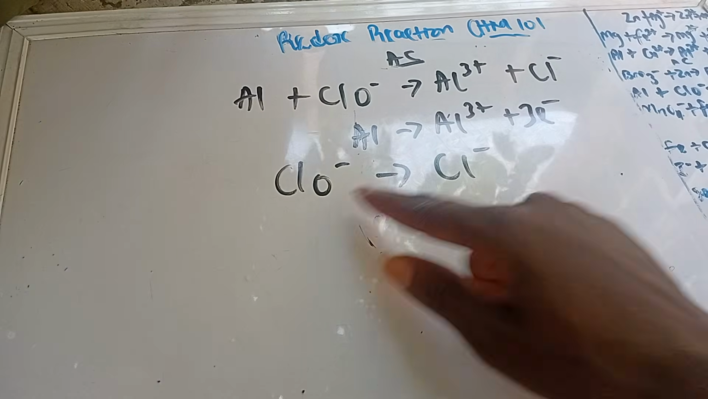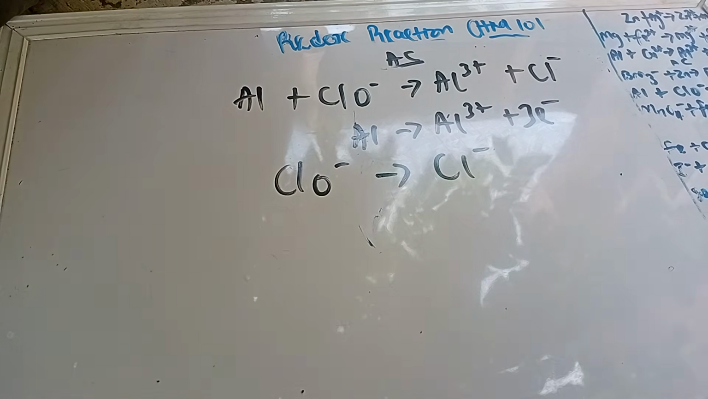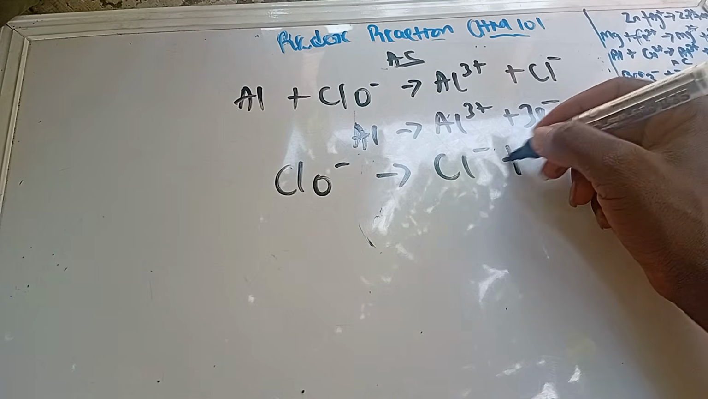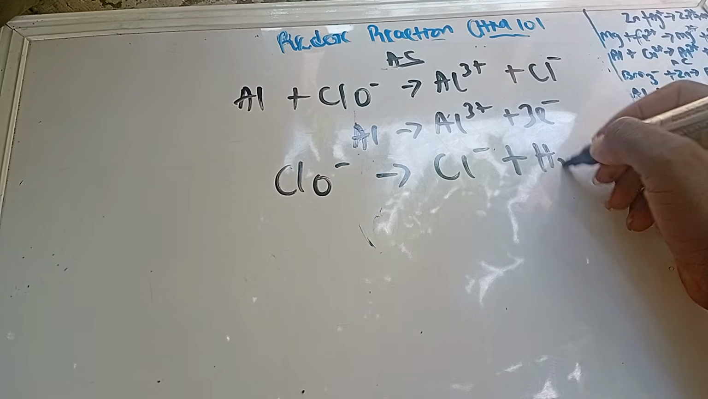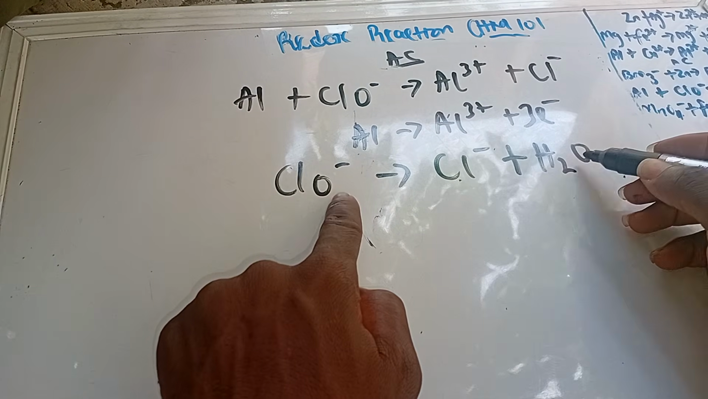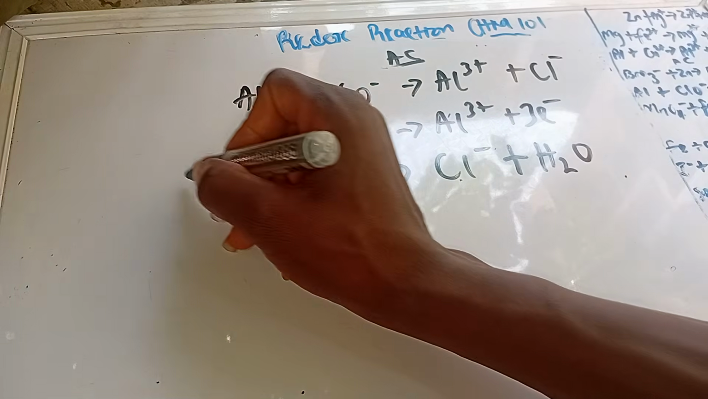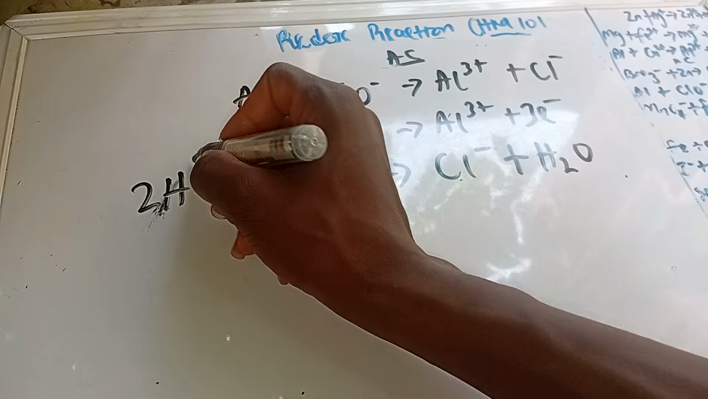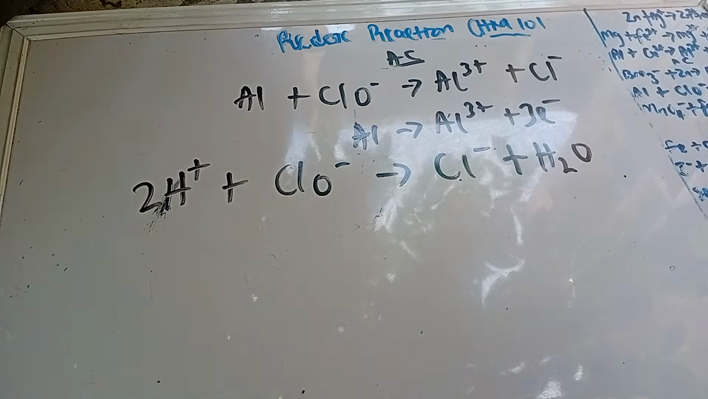Now here we have oxygen. How many oxygen do we have here? One oxygen, right? So add one molecule of water to this side. So chlorine is one, oxygen is one. But here we have two hydrogen, so add 2H plus to this side. Now hydrogen is balanced, oxygen is balanced, chlorine is also balanced.